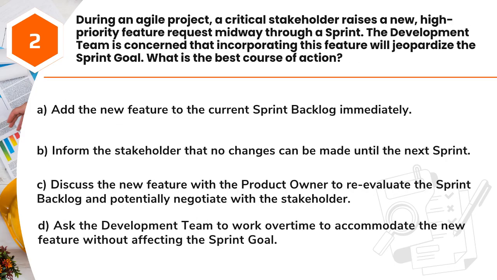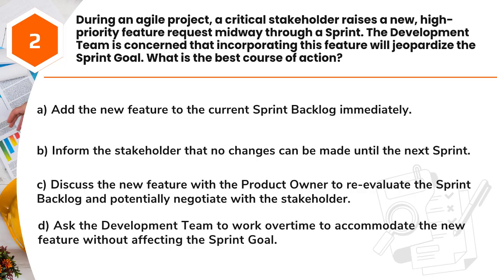Question 2. During an Agile project, a critical stakeholder raises a new, high-priority feature request midway through a sprint. The development team is concerned that incorporating this feature will jeopardize the sprint goal. What is the best course of action?